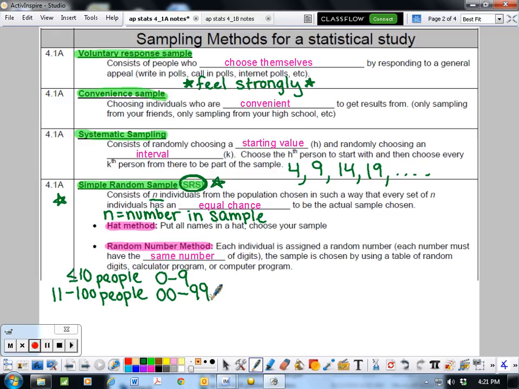And so when you have the 00, then the next person would be 01, 02. And so that just makes it even chance of picking. And when we get to a random number table, it keeps things even chance. And it just really makes it easier on our brain. Okay.